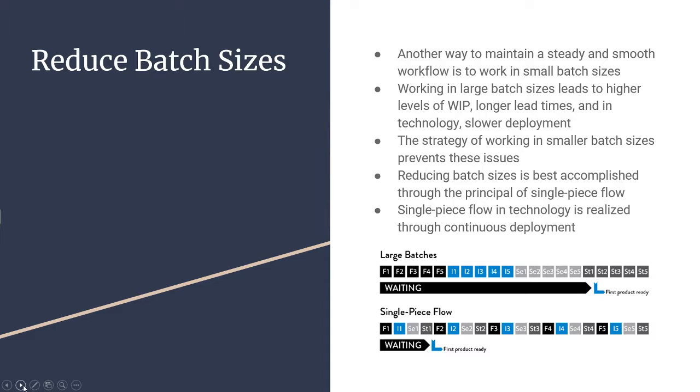Another thing that can help us here is to reduce batch size, and this is going to help us to be steady and smooth, making work easier. Working in large batch sizes leads to higher levels of work in progress, longer lead times, and, in technology, slower deployment. If we work in smaller batches, we prevent these issues.